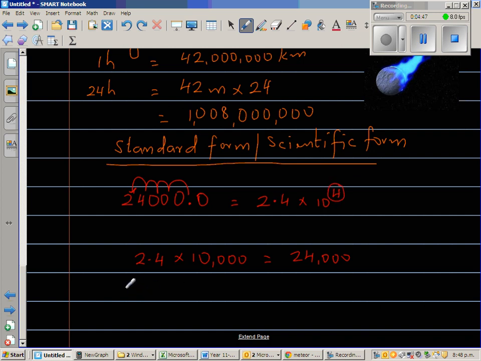Suppose, say, 250. 250 is nothing but 250.0. If you want to write this in standard form or scientific form, this is 2.5 times 10 to the power 2. In the standard form, the first number should be a number between 1 and 10, and the second part has to be a power of 10.